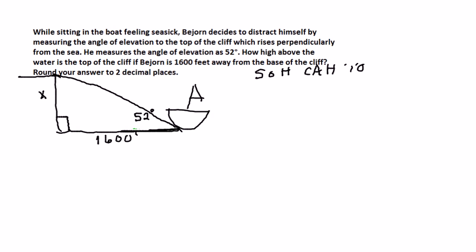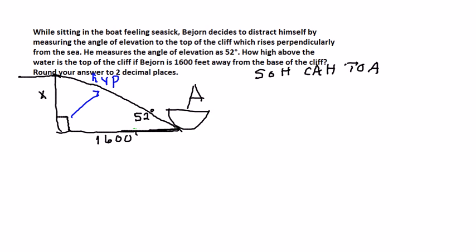Remember SOHCAHTOA: sine is opposite over hypotenuse, cosine is adjacent over hypotenuse, tangent is opposite over adjacent. So we better identify the lengths of these sides here. Are they opposite, hypotenuse, or adjacent? Now, the hypotenuse is always opposite the right angle. So here's our hypotenuse here.